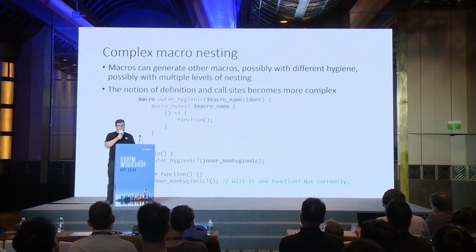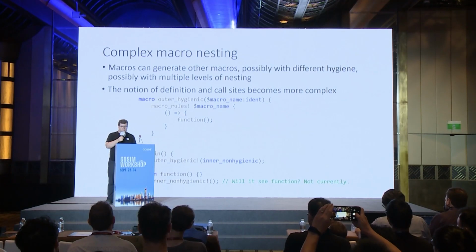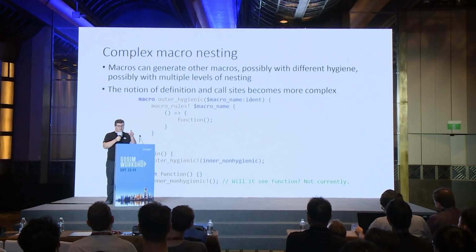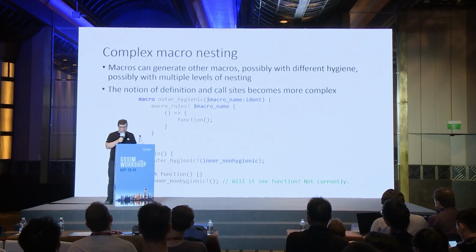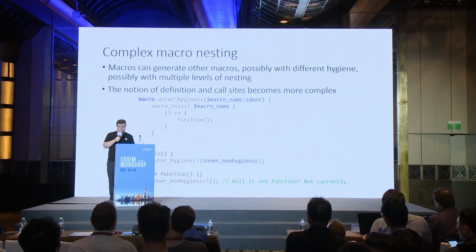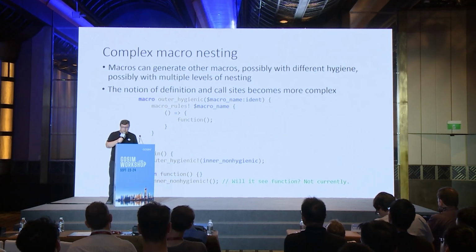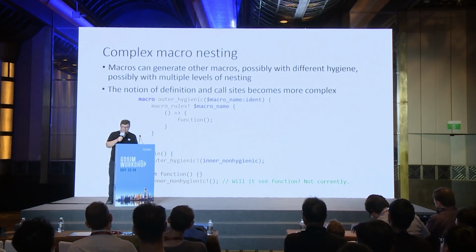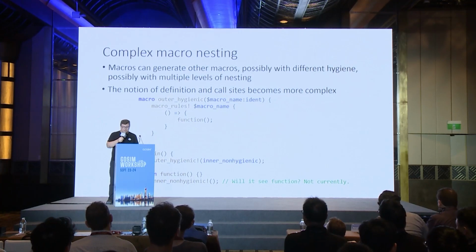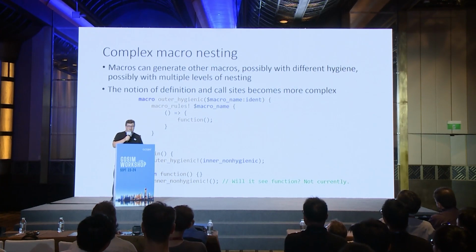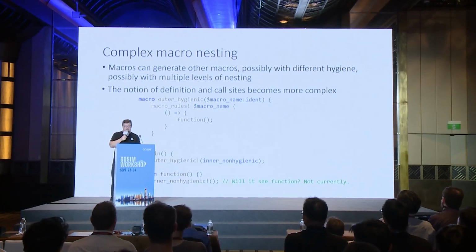Because macro definitions can produce other macro definitions, some complex cases of nesting are possible, including macros with different kinds of hygiene. For example, here we have a hygienic macro 2.0 that produces a non-hygienic macro, and the result doesn't currently compile. But it's a questionable case, and I'm not even sure whether it should compile; it depends on the specific model used for hygiene.